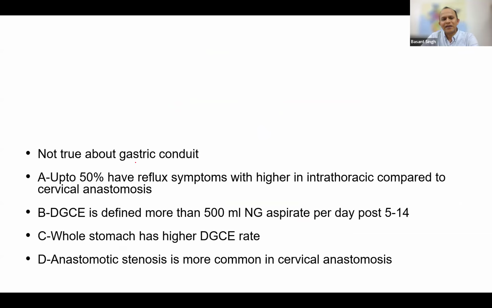This is a new term that they've defined, DGCE, delayed gastric conduit emptying. If you use a gastric conduit, the first problem with it is reflux, and this reflux is obviously more if you do an intrathoracic anastomosis. This is the definition of DGCE: more than 500 ml of NG aspirate per day after day 5. Whole stomach obviously will have a higher DGCE, and stenosis is more common in thoracic anastomosis, not cervical. Those are the 3 or 4 points that they have given, which I thought I'd share with you.